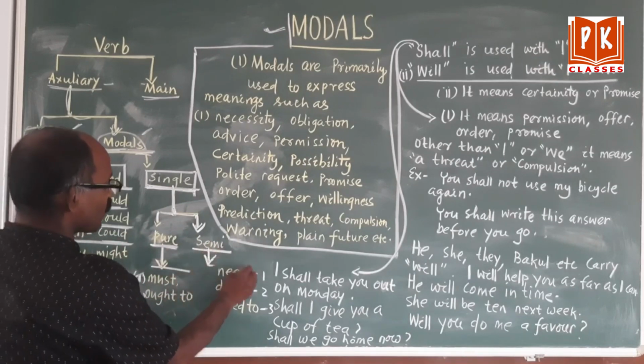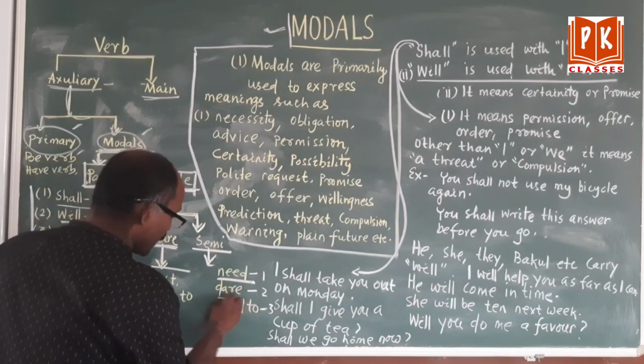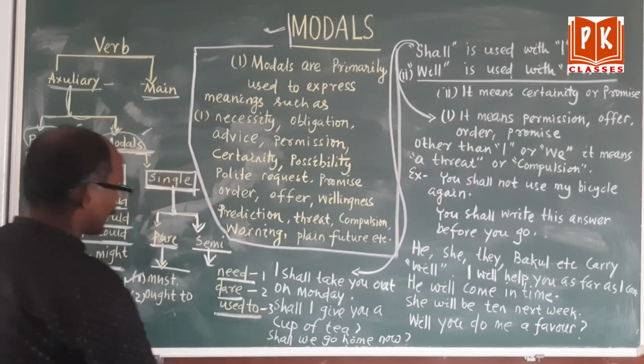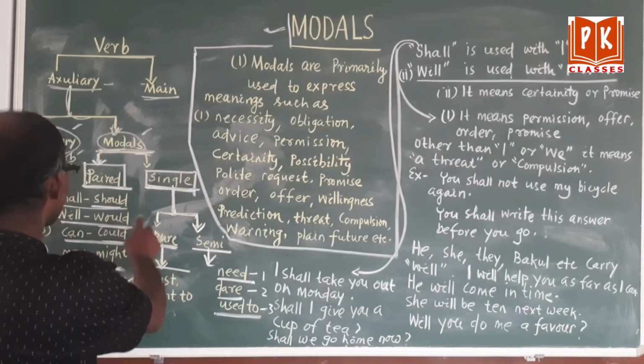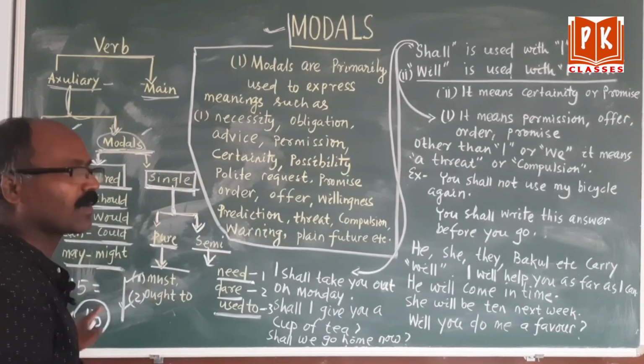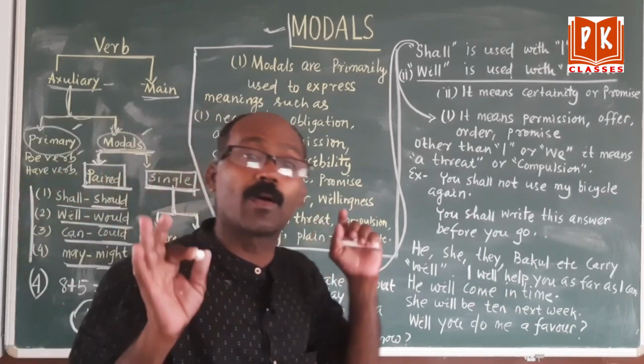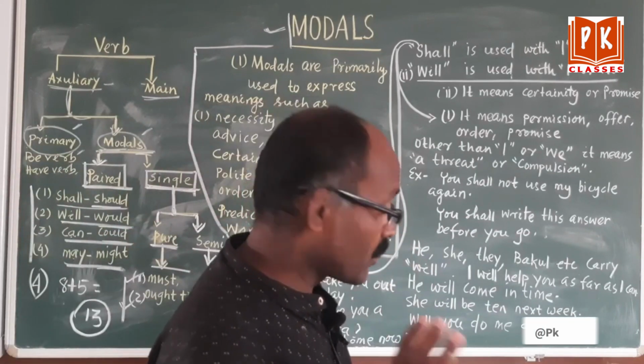Then semi: need, dare and used to. That means in single you are finding 5, in pair you are finding 8. 8 plus 5 equals 13 modals. Have you understood?